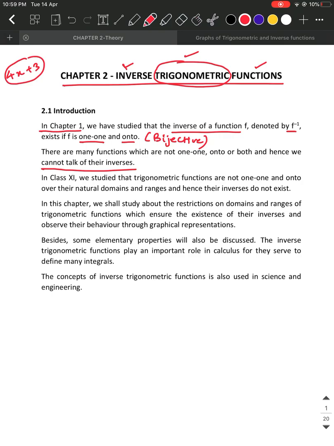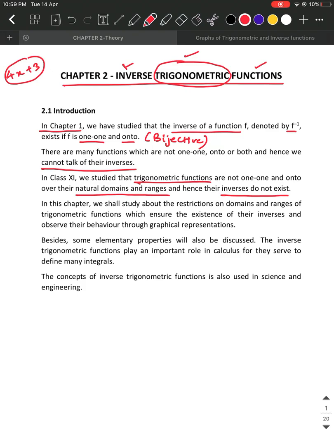Now, in class 11th, we would have studied trigonometric functions. If you observe the natural domain and range of a trigonometric function, they are neither one-to-one nor onto over their natural domain and ranges. Hence, we cannot think of their inverse to exist. If you treat a trigonometric function as it is within its domain and range, we can definitely not define its inverse.